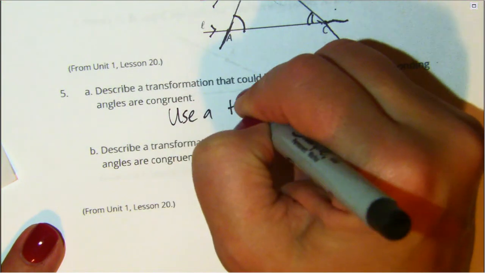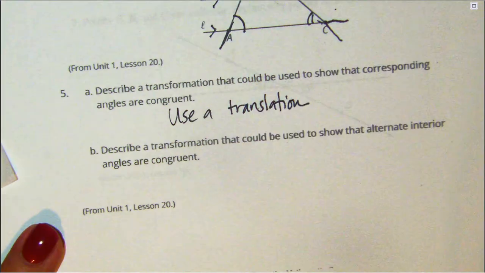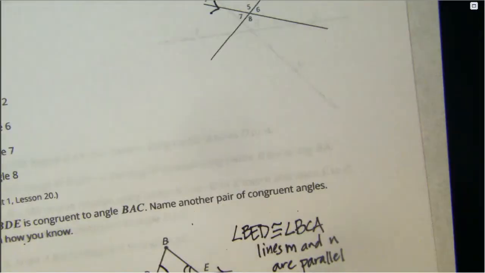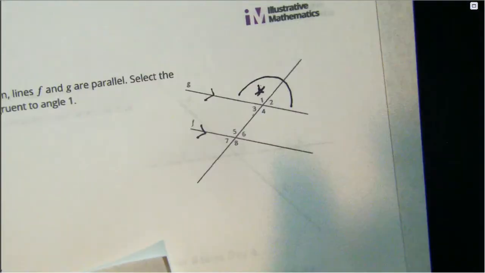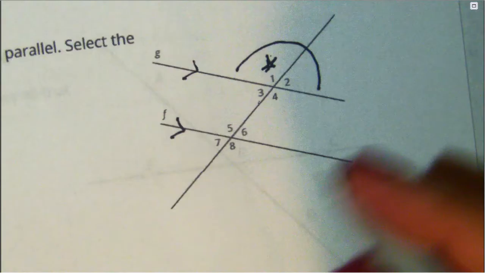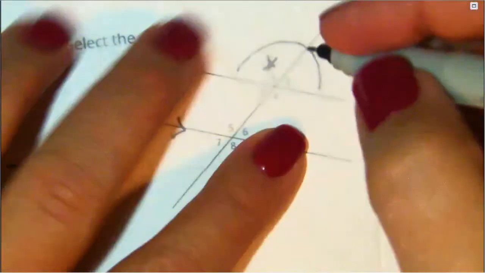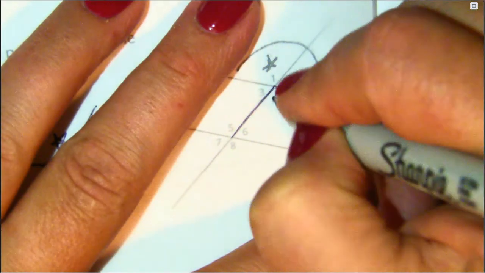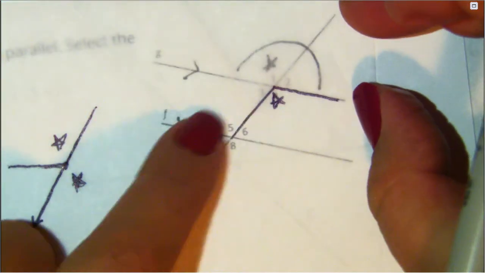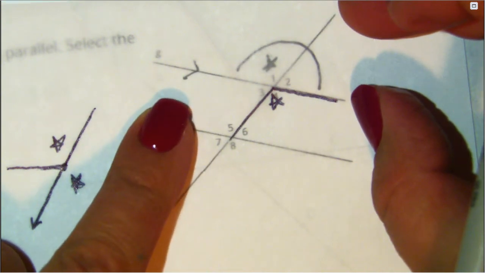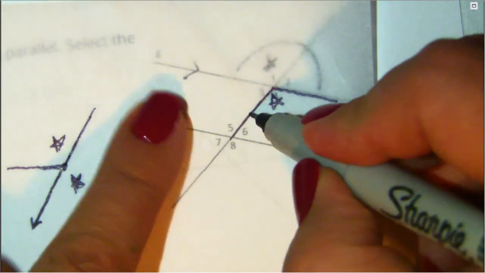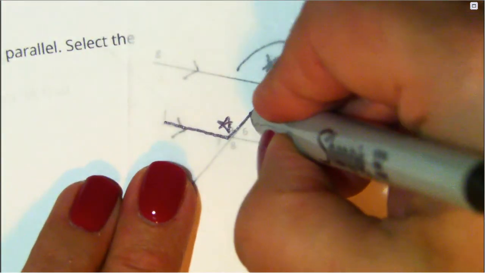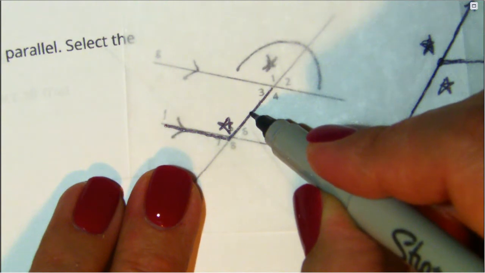So I could use a translation. Describe a transformation that could show that alternate interior angles are congruent. Okay, we didn't really look at that one, so let's just pick 4 and 5. Those are alternate interior. If I trace 4, how could I get 4 onto 5? Could I do a rotation of 180 using the center? Yep, I could do that one.